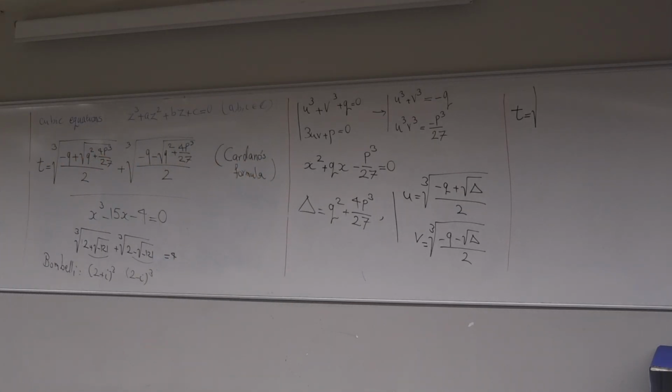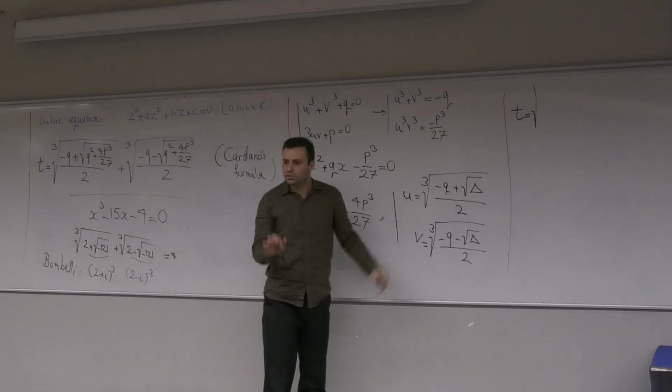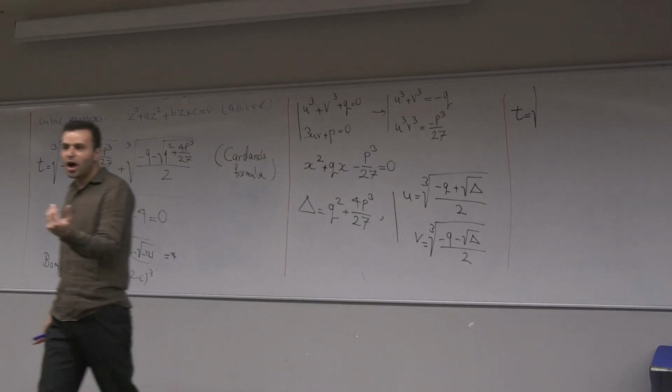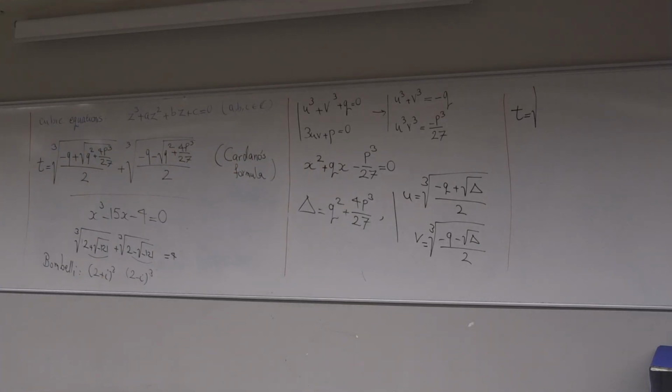Now also another problem arises. If for this value of u, we can select 3 values, and for this v, we can also select 3 values, how many options do we have in total? 9. Does this mean that we have 9 total different roots? We shouldn't have, right? You're expecting at most 3 roots. So what is wrong with this, and how can we really come up with finding the true ones?